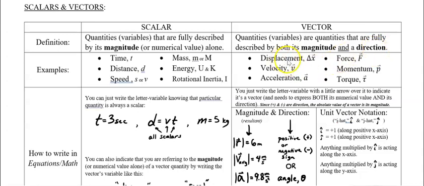So instead of distance, if we care about the direction you're going, like I need to go east or west or something, then we call that displacement. And the speed, if we actually need to go forward, backward, left, right, etc., then it would be called velocity, not speed. Acceleration is a speeding up or slowing down. Force is a push or pull that has a direction that you can push or pull, momentum, torque, and we'll keep going through the rest of these as we go through the year.